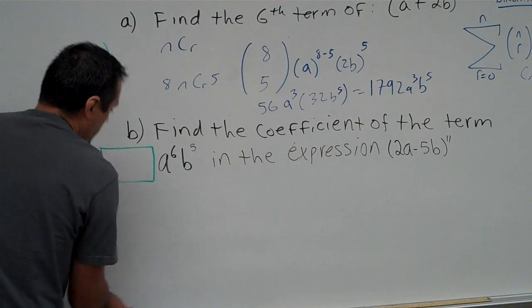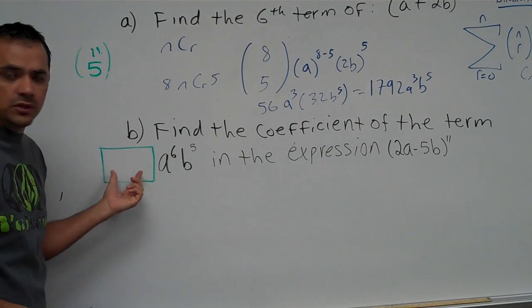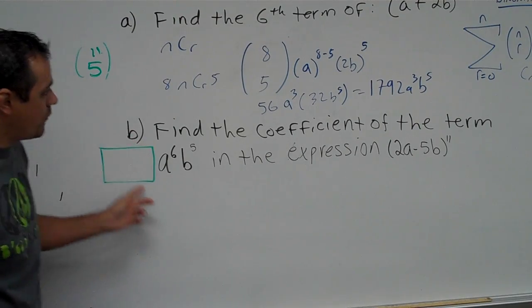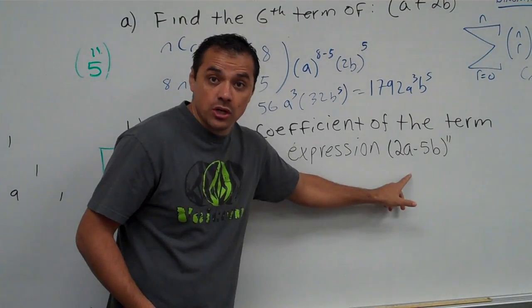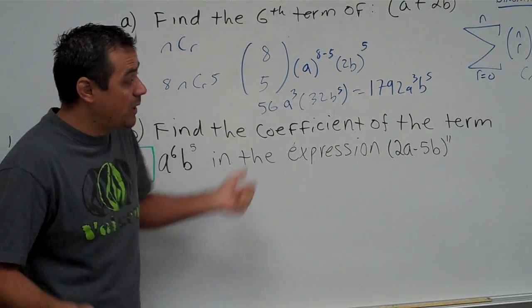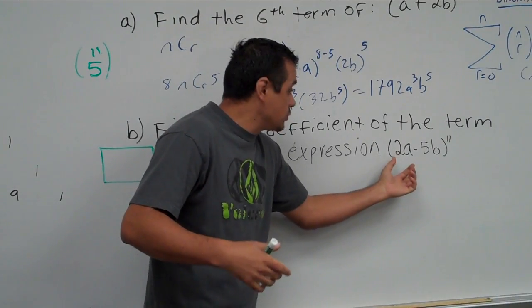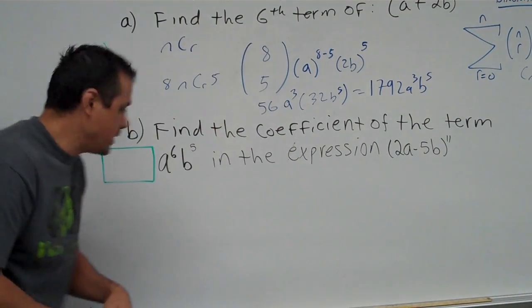Okay, so here we are. 11 choose 5. This is going to give us the coefficient. However, remember, this is the coefficient of this thing over here. So you need to take that into consideration, because remember from the problems before, you have to do that exponential stuff. Well, let's go ahead and do it and see.